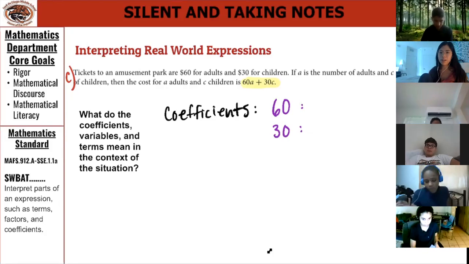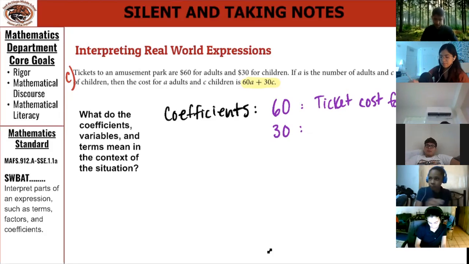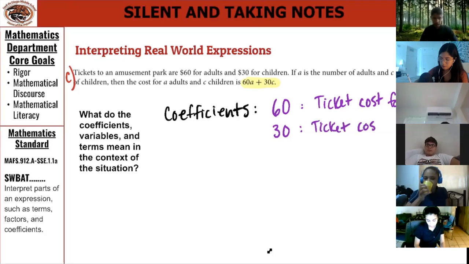So what does the 60 mean in this context? Dollars. Dollars for what? Be specific. For adults. It's the amount the ticket costs for the adults. Perfect. Exactly. I like the way you said that. So ticket cost for adults. And then 30, very similarly, is our ticket cost for children, kids.